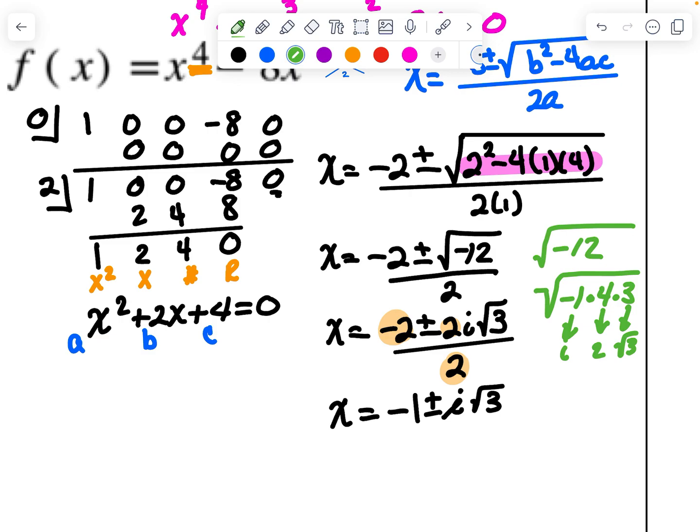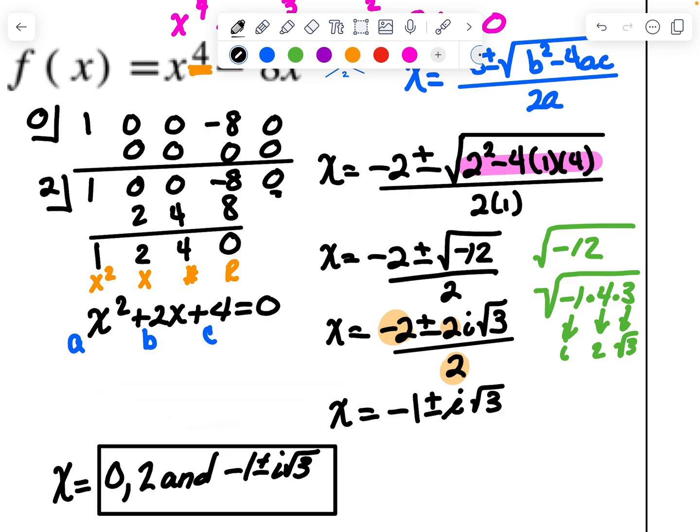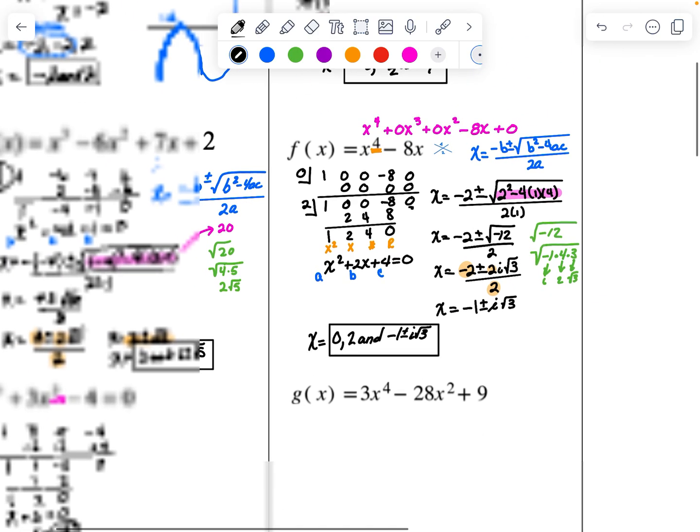Alrighty, so answers in Canvas. X is equal to 0, comma, 2, and negative 1 plus and minus an imaginary root 3. There are 4 answers, and we should have 4 answers because we had 4 powers. Is that it? Nope, one more.